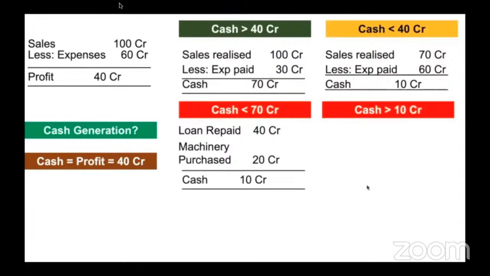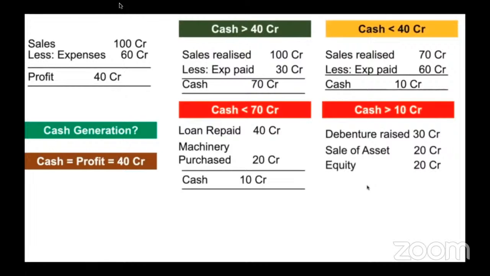And in the second scenario, let's say a debenture has been raised, money has come in for 30 crore. Some asset has been sold, and 20 crore had come in. Equity, money had come in from owners, 20 crore. So we have 70 crore coming in. So now the total position is 80 crore.